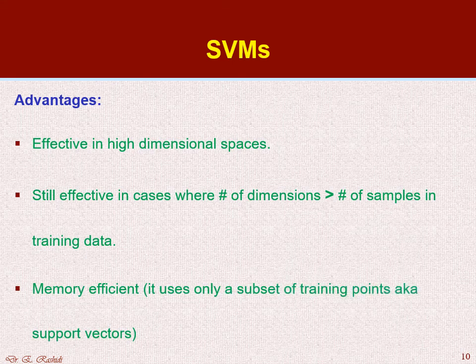SVM algorithms are memory efficient. It means that it uses only a subset of training points, aka the support vectors. So that's why it makes it memory efficient. It doesn't have to work with all the training data. So what it does, as we have figured out, it's going to find the decision boundary or the hyperplane, and that's it. Based on that hyperplane, now it can be used to make a classification and prediction.